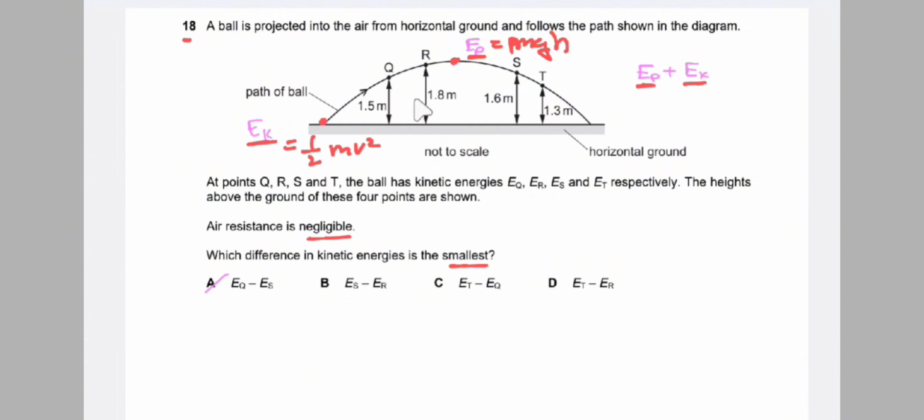Here we can see that the difference between these 2 points is 0.3. Then R and S, the difference is 0.2, and S and T, the difference is 0.3, while for the least difference, that is 1.5 and 1.6, the difference in height is 0.1. Since it has less difference in height, it must have less difference in kinetic energy, that is point Q and point S. So Q and S. Therefore, the answer is A.